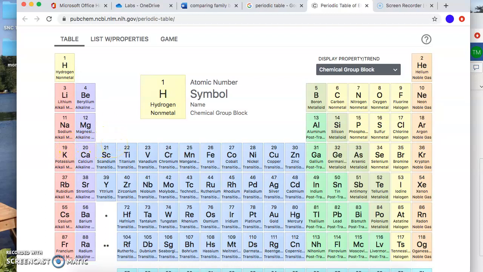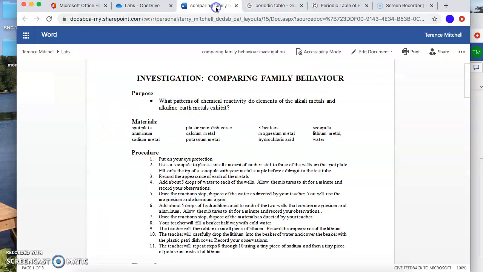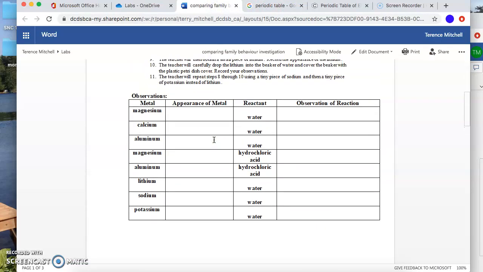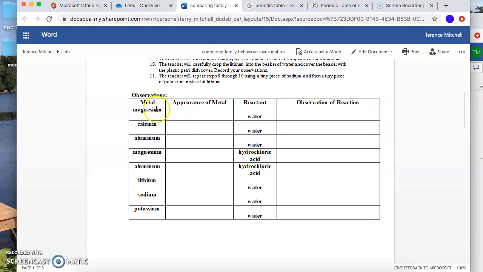All right, so back to our lab here. Now, these are basically what you're going to do. You're going to take these metals and you're going to react them with either water or hydrochloric acid. Now, in class, I would do lithium, sodium, and potassium for you.